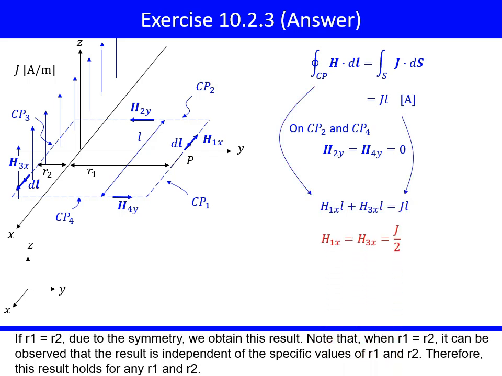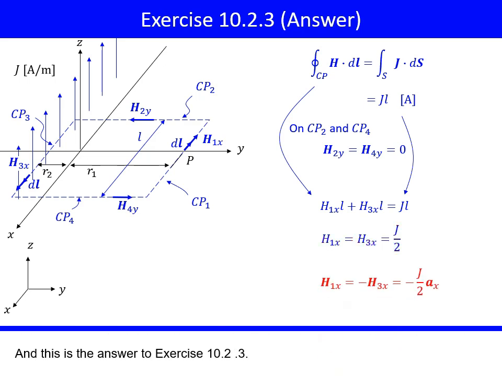If R1 equals R2, due to the symmetry, we obtain this result. Note that, when R1 equals R2, it can be observed that the result is independent of the specific values of R1 and R2. Therefore, this result holds for any R1 and R2. And this is the answer to exercise 10.2.3.